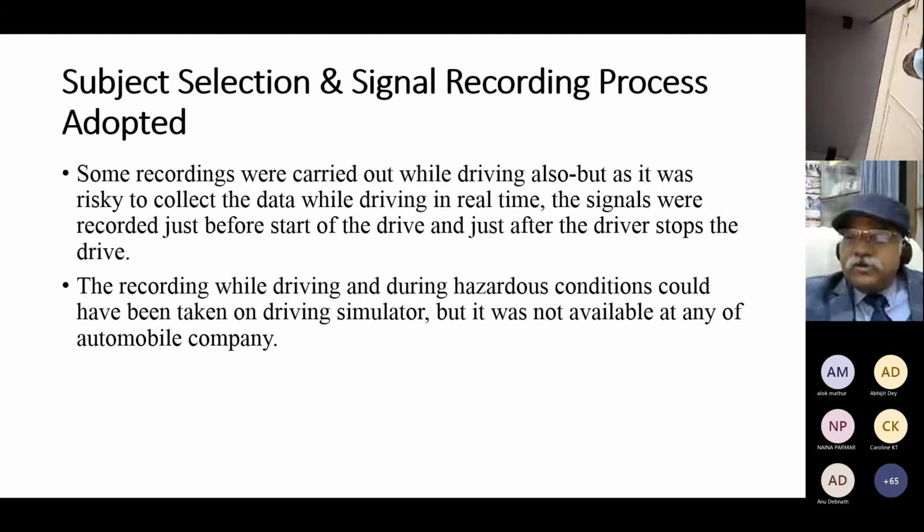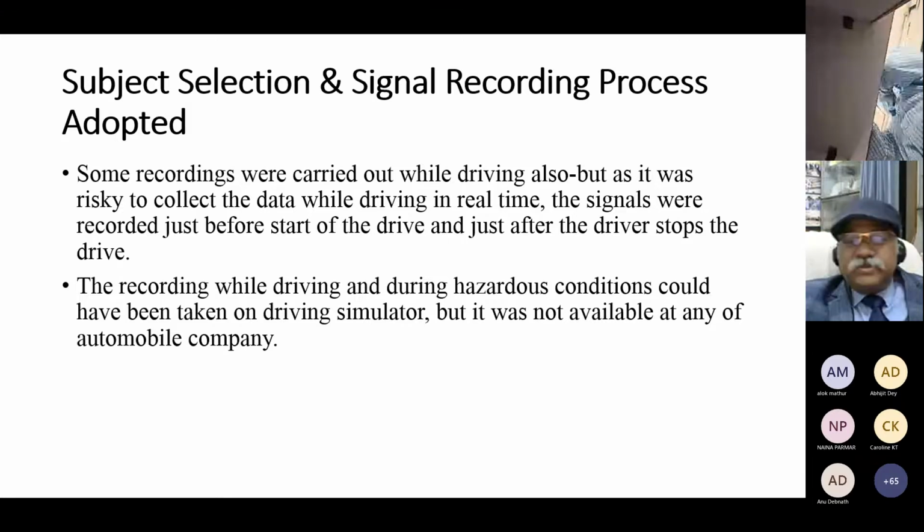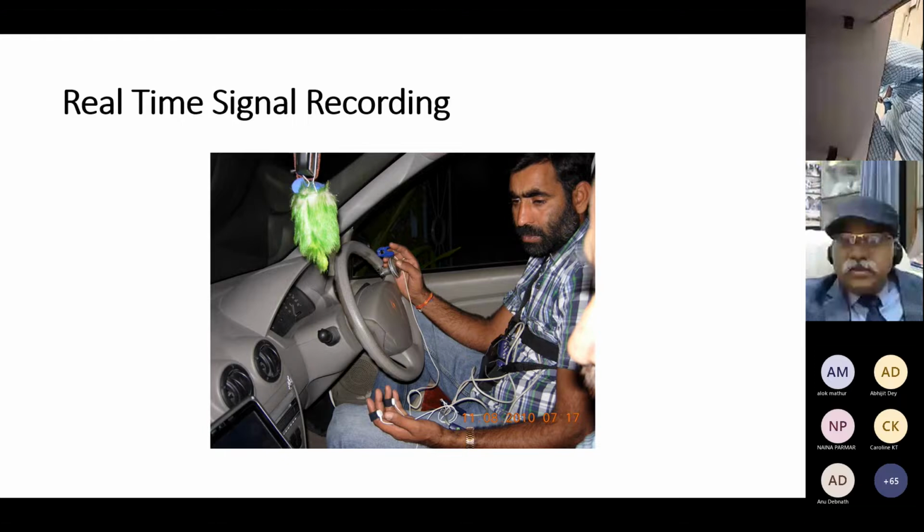Some recordings were carried out while driving also, but as it was risky to collect the data while driving in real time, the signals were recorded just before the start of the drive and just after the driver stopped. Recording while driving and during hazardous conditions could have been done on a driving simulator, but it was not available at that time. Now driving simulators are also available, but they are with the automobile companies, and you have to have some collaboration with them. You have to take a research problem and then do some research there, but the institutions are not having that kind of facility. So this is the kind of setup which was there for collecting the data.